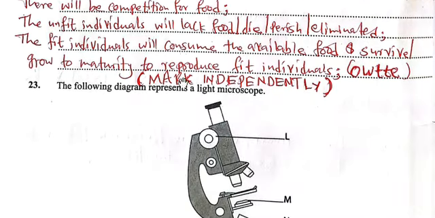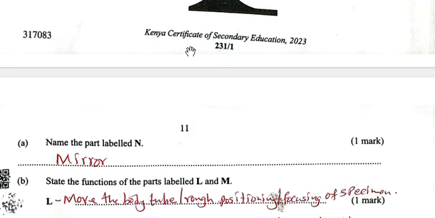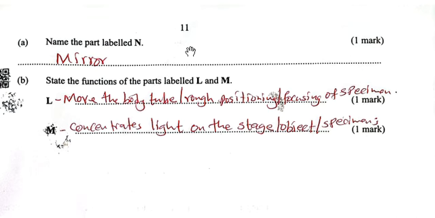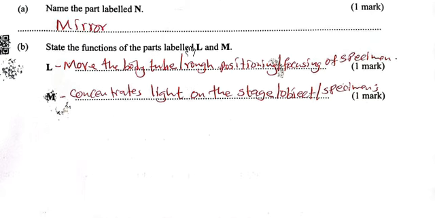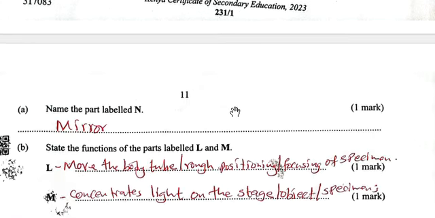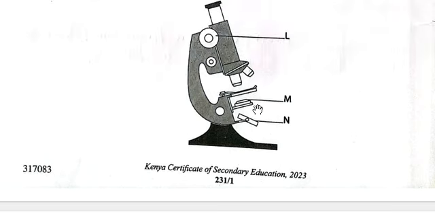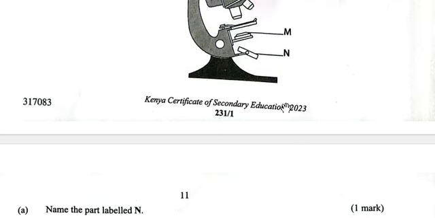Question 23. The following diagram represents a light microscope. See it. Part A, name the part labeled N, and the part labeled N here, this is the mirror. State the function of the parts labeled L and M. Let's look at L. L is the coarse adjustment knob, while M is the condenser.